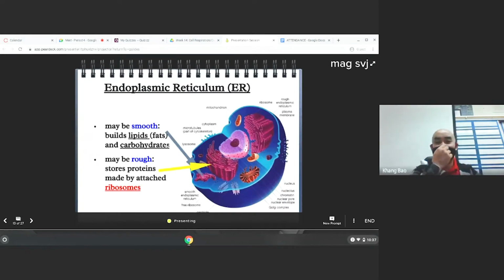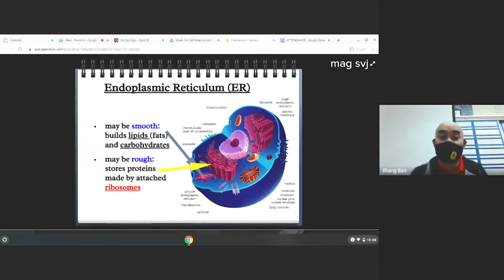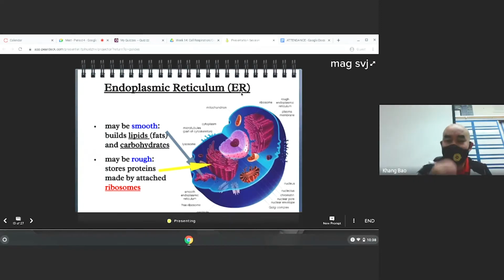The next organelle that we want to talk about is called the endoplasmic reticulum. Try to say it out loud and you'll hear that it's pretty interesting. The words sound interesting: endoplasmic reticulum, or we call it ER. There are two types of endoplasmic reticulum.